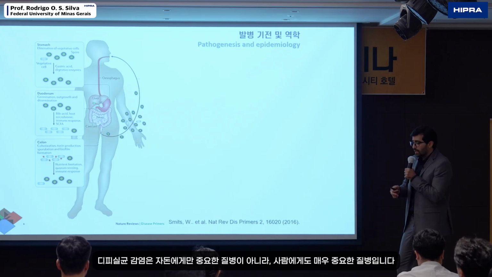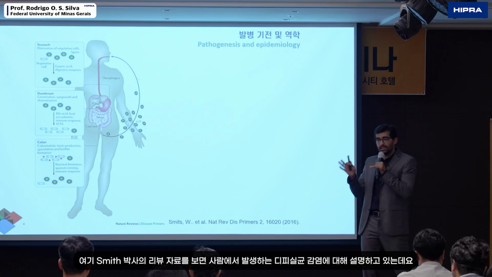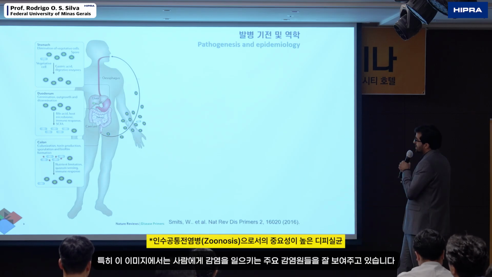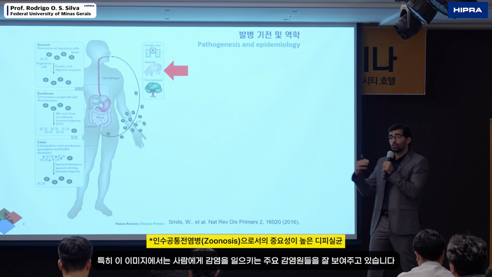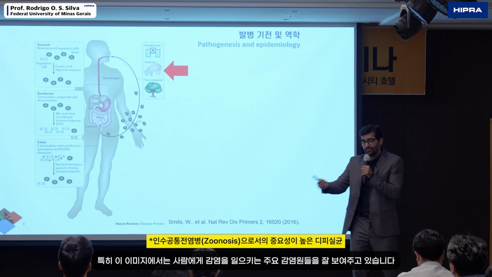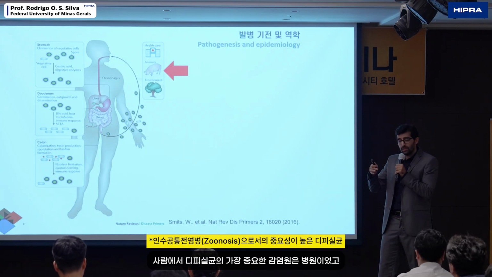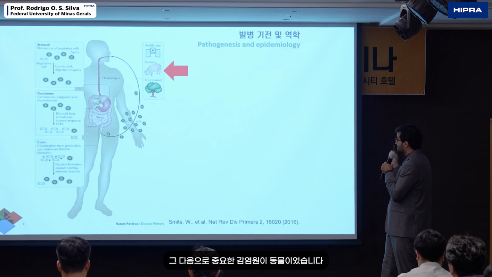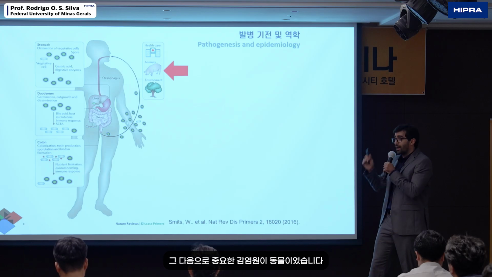disease in humans. This is a review from Smith, where he's describing the disease in humans. And it's very interesting because he's showing here in this image the source of spores for humans. And the main source of spores is the healthcare system. It's a hospital infection, Clostridium difficile in humans. But the second most important source of spores for humans are animals.